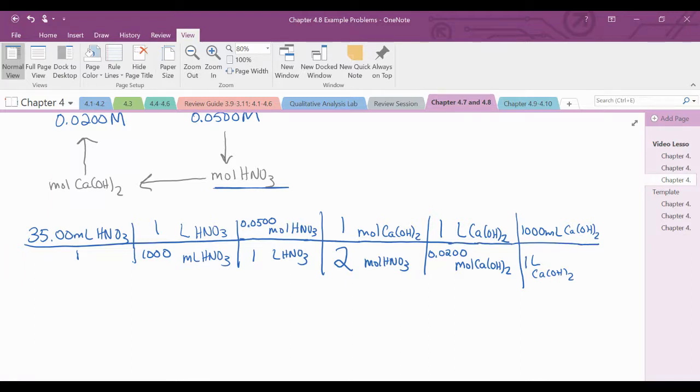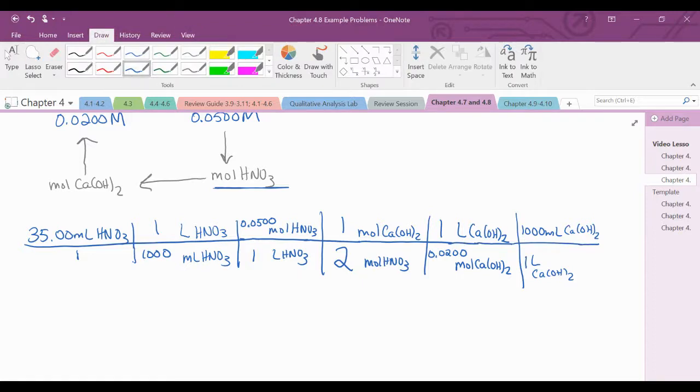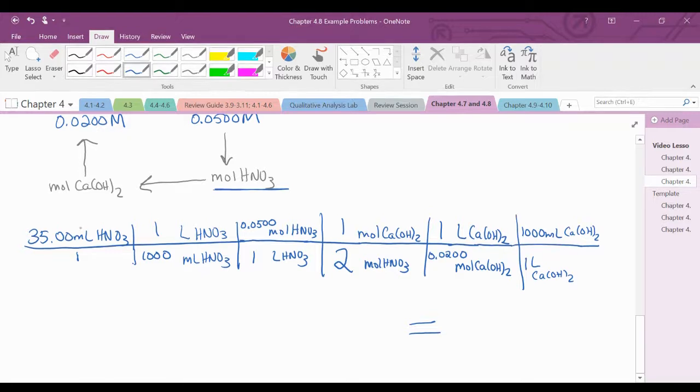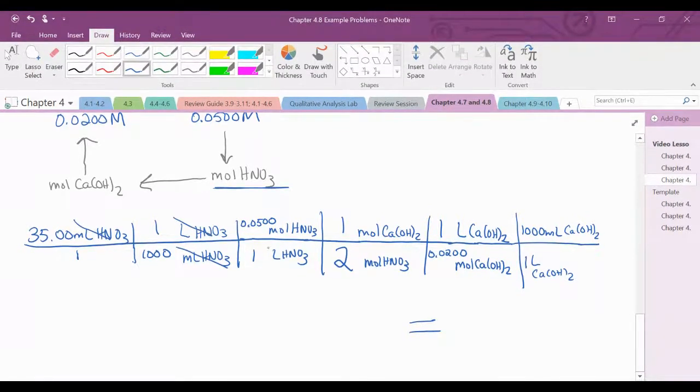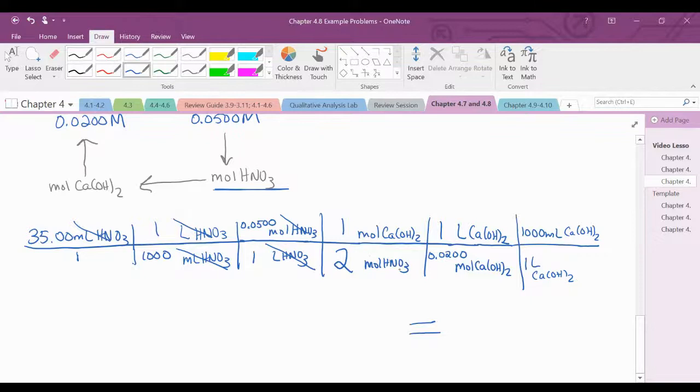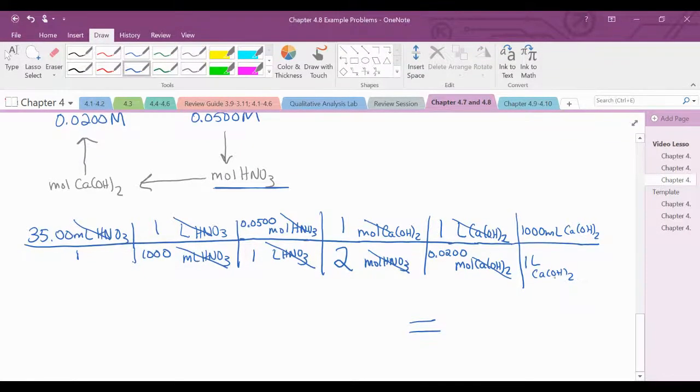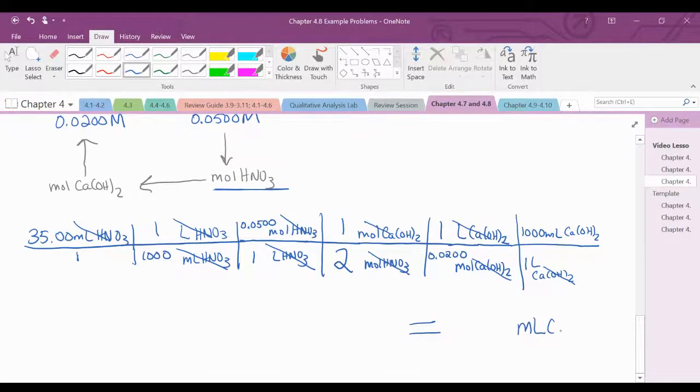And so you want to try this on your own paper. You're going to multiply the top. I would do that in parentheses. Multiply the bottom. Divide. Units cancel. So I'm left with the units I want, which are milliliters of calcium hydroxide.